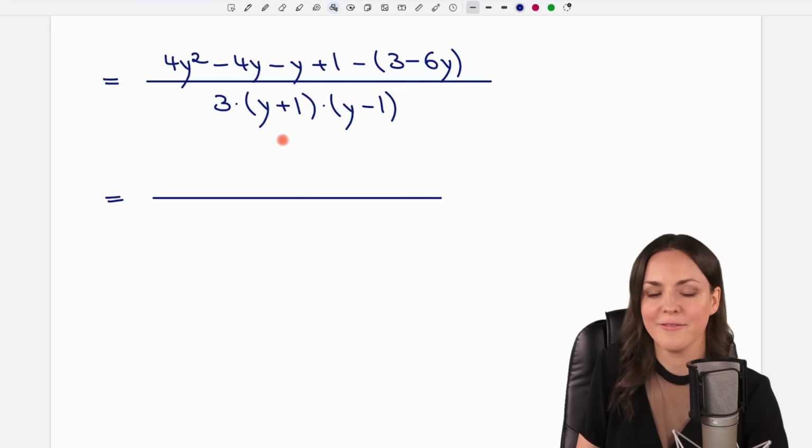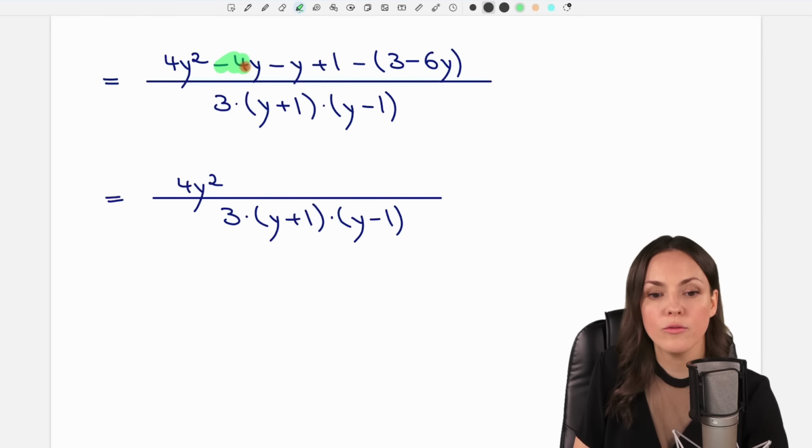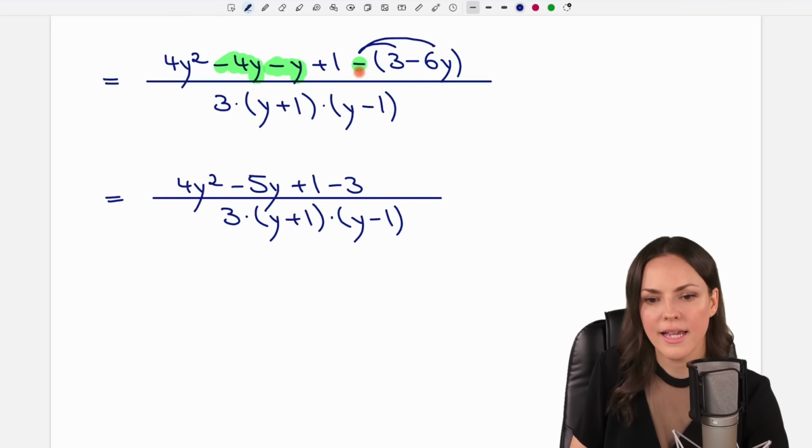Now let's simplify it even more. The denominator is great already, so we leave it like this, but we can do some things in the numerator. We have 4y squared, but then we have negative 4y minus 1y. So we have negative 5 of these y's. Then we have the plus 1, and then we want to get rid of these parentheses, so we have the minus that we have to put on here and on here as well. So we have negative 3, and negative times negative is positive 6y.